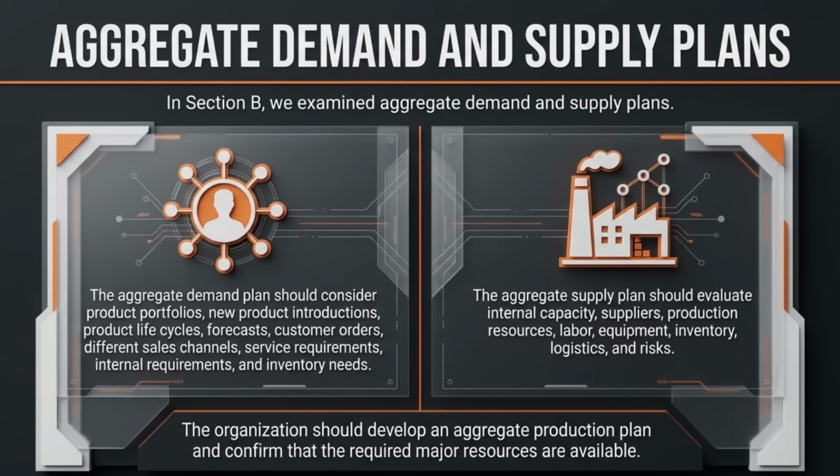In Section B, we examined aggregate demand and supply plans. The aggregate demand plan should consider product portfolios, new product introductions, product life cycles, forecasts, customer orders, different sales channels, service requirements, internal requirements, and inventory needs. The aggregate supply plan should evaluate internal capacity, suppliers, production resources, labor, equipment, inventory, logistics, and risks. The organization should develop an aggregate production plan and confirm that the required major resources are available.